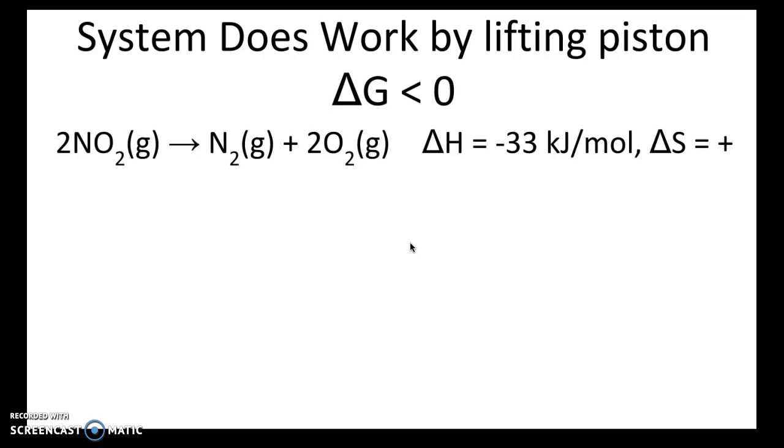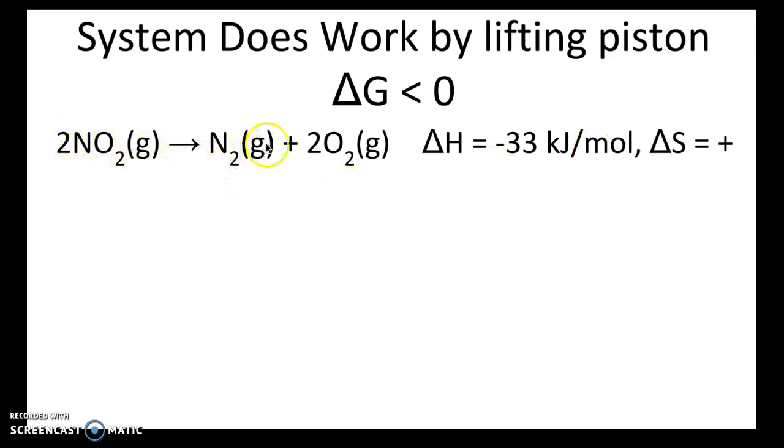Okay, so when we focus on the signs of delta G in terms of work, there are a couple things we're looking at. Either the system is going to do work or the system will have work done on it by the surroundings. When delta G is less than 0, when it's negative, the system will do work. And we can see that in this chemical reaction. We're told that the delta H of this reaction is negative, so that's a good sign that it's going to be spontaneous. And delta S, we can actually predict that it's positive. Let's see how we can predict that.